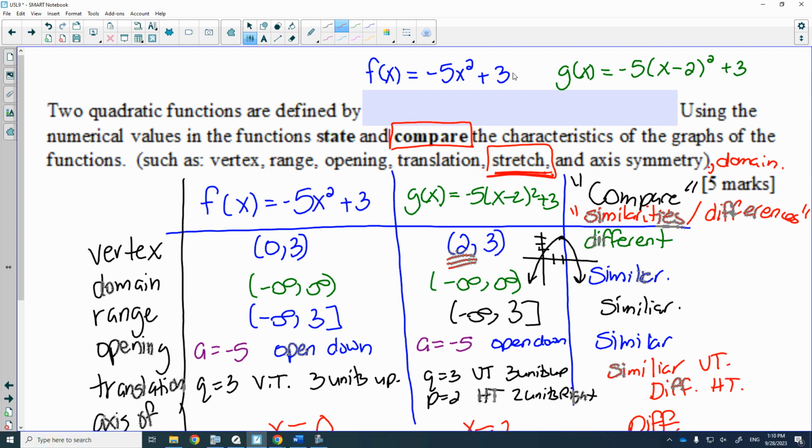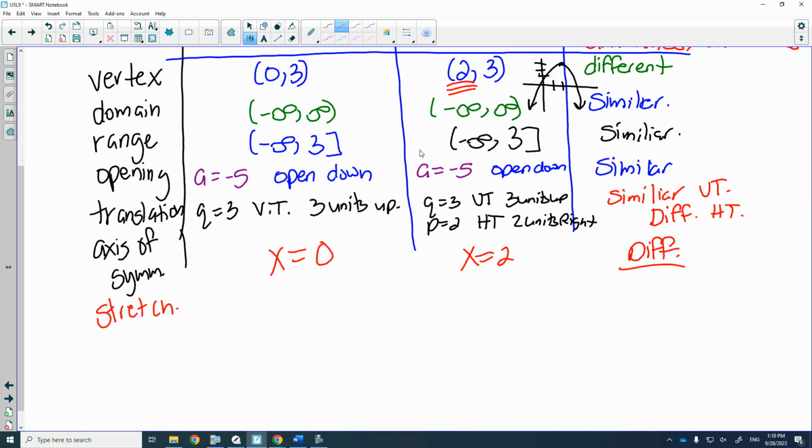They both have vertical stretches. Stretch factor of... Some of you are going to get the stretch factor wrong on the test. Do you remember what it is? Vertical stretch, stretch factor of, what's a stretch factor? It's 5. Yeah. So any of you that put -5 would get vertical stretch, stretch factor of 5.